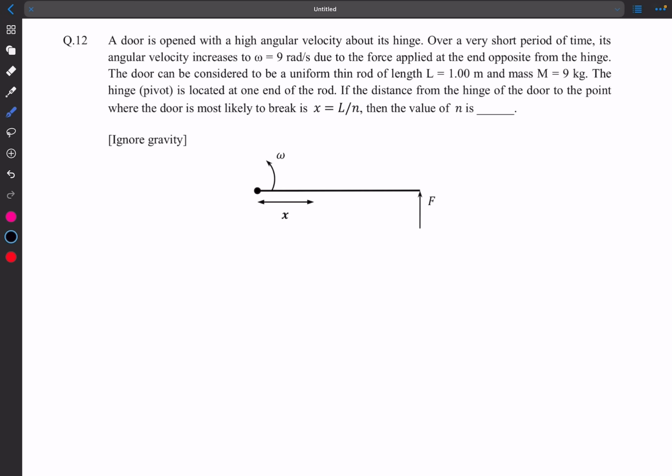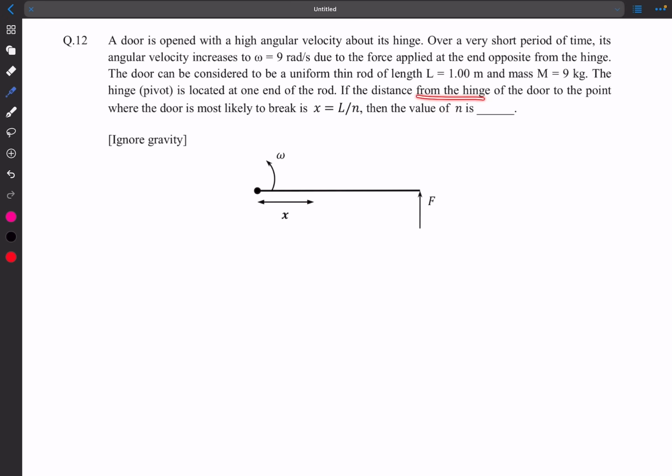So now moving on to problem 12. In this problem, we have a door that is opened with a very high angular velocity about its hinge. Over a very short period of time, its angular velocity increases to 9 radians per second due to the force applied at the end opposite from the hinge. So the angular acceleration in this case is considerably high. The door can be considered to be a uniform rod of length L and mass M. The hinge is located at one end of the rod.